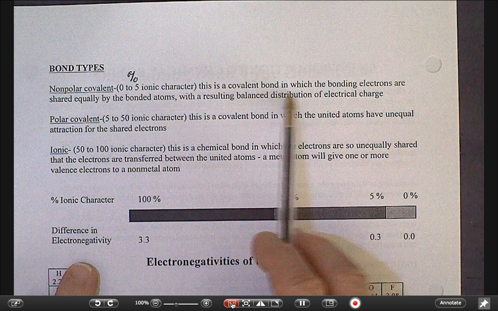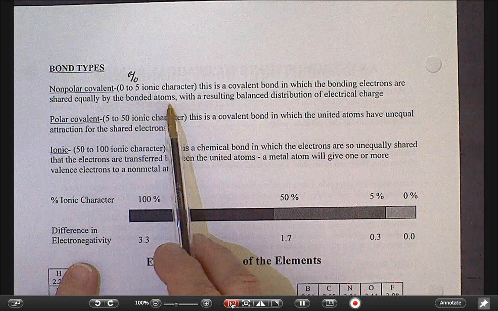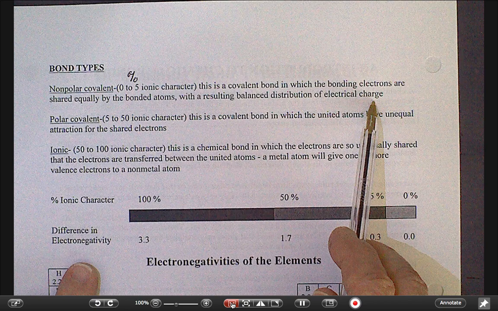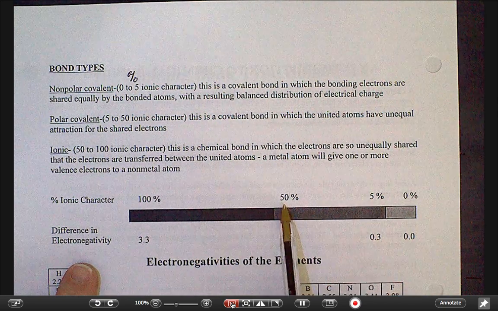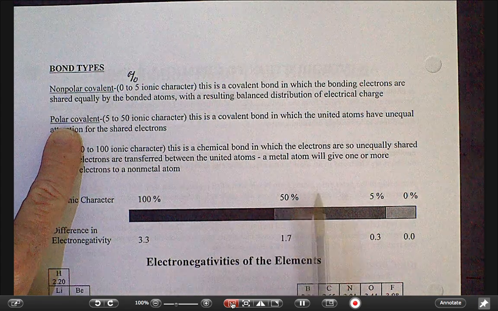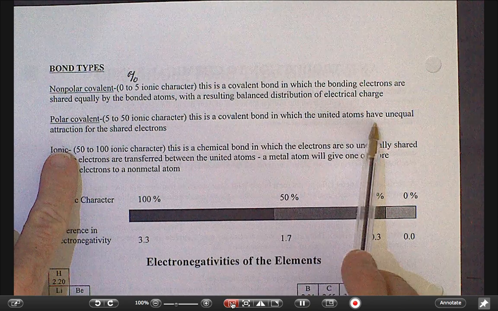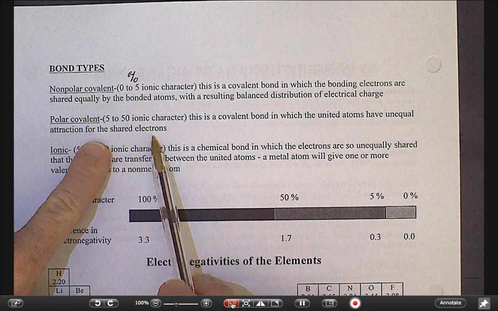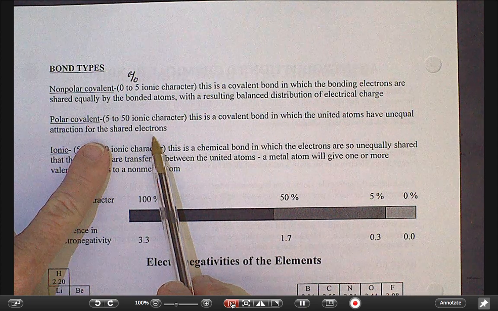This is a covalent bond in which the bonding electrons are shared equally by the bonded atoms with a resulting balanced distribution of electrical charge. Okay? Now then, from 5% to 50% is classified as polar covalent. This is a covalent bond in which the united atoms have unequal attraction for the shared electrons. And we will be looking at this a lot next week about polar versus nonpolar.